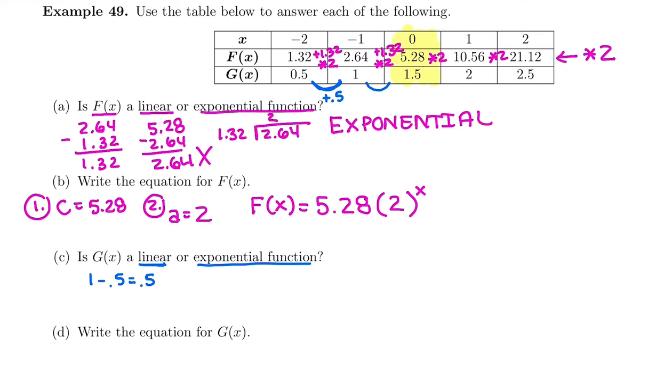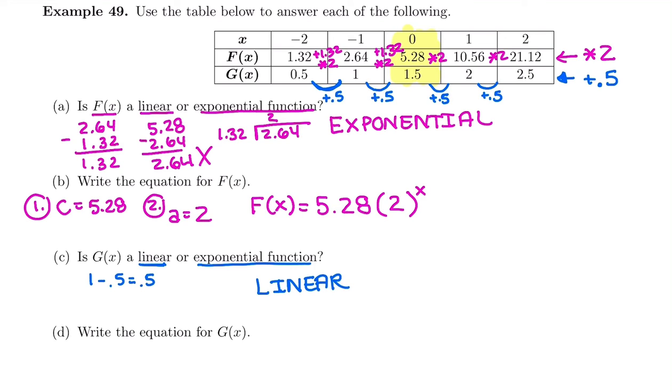What if I try to add 0.5 again? Does it work? Yeah, 1 plus 0.5 is 1.5. So I'm going to try it again. Plus 0.5, 1.5 plus 0.5 is 2. Plus 0.5 does get me 2.5. So this pattern is plus 0.5. If we're adding 0.5, is that linear or exponential? Adding means linear.